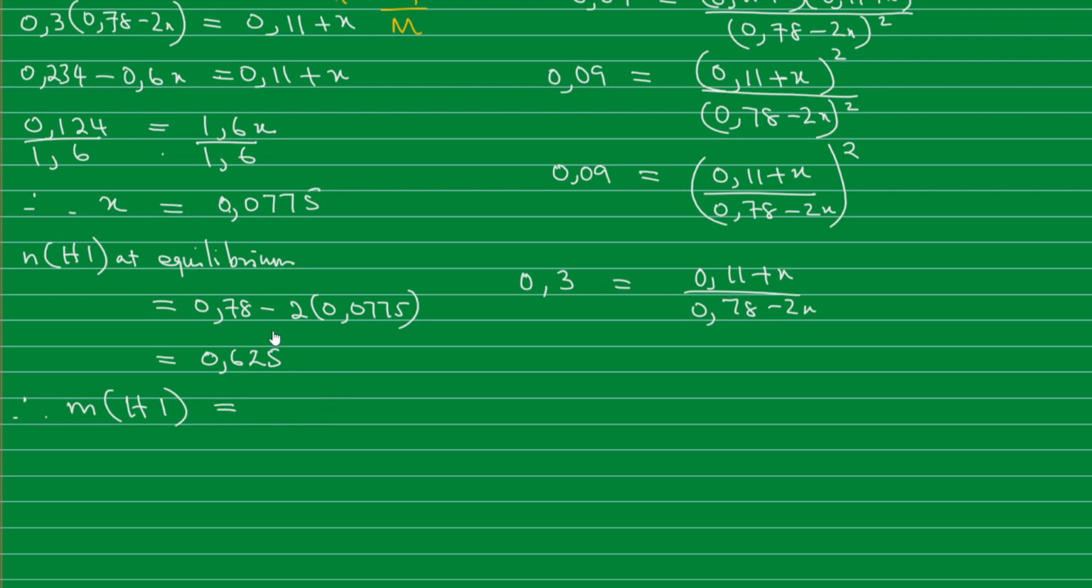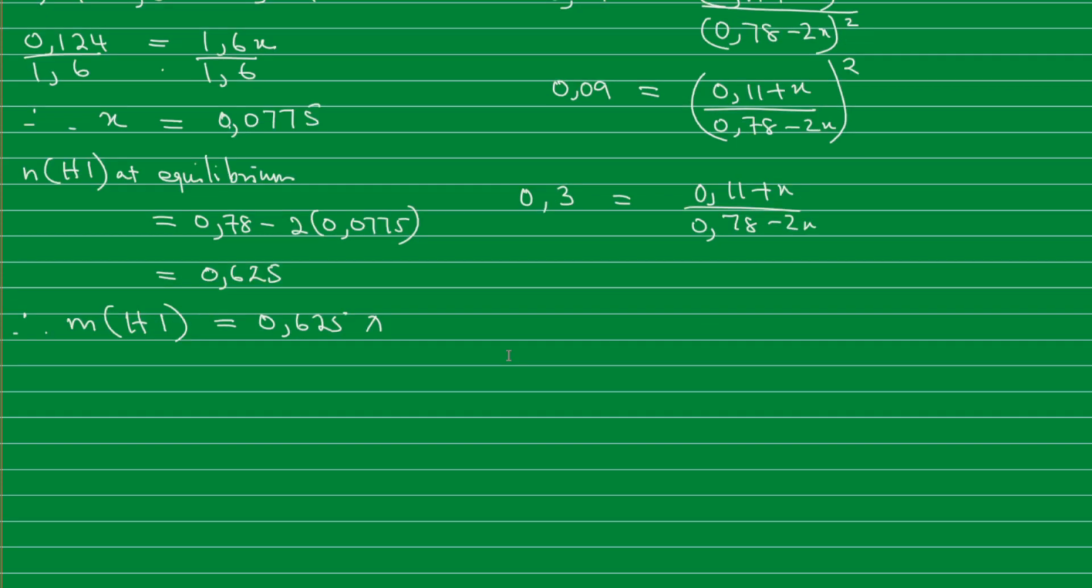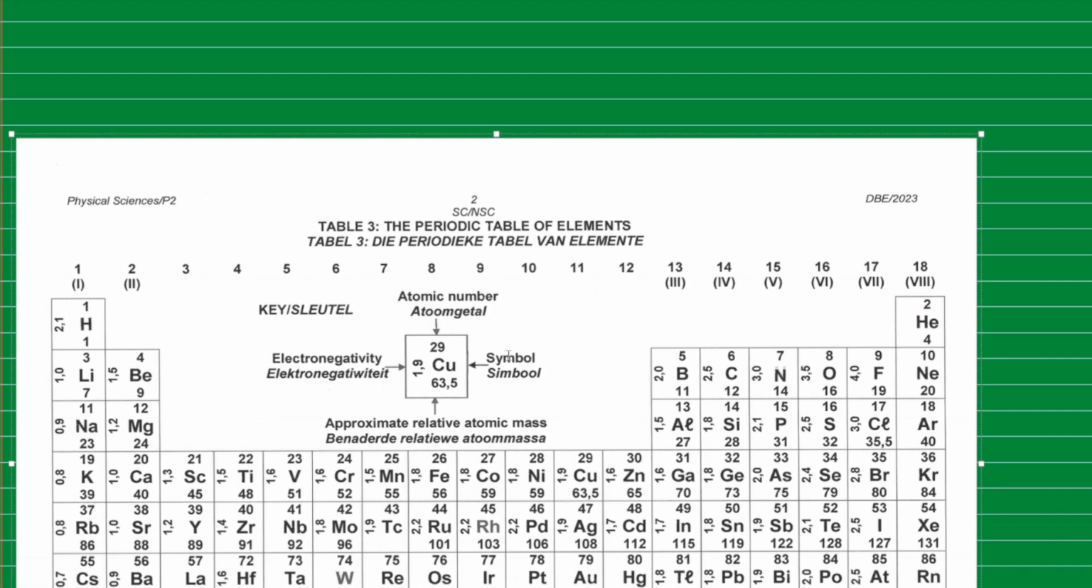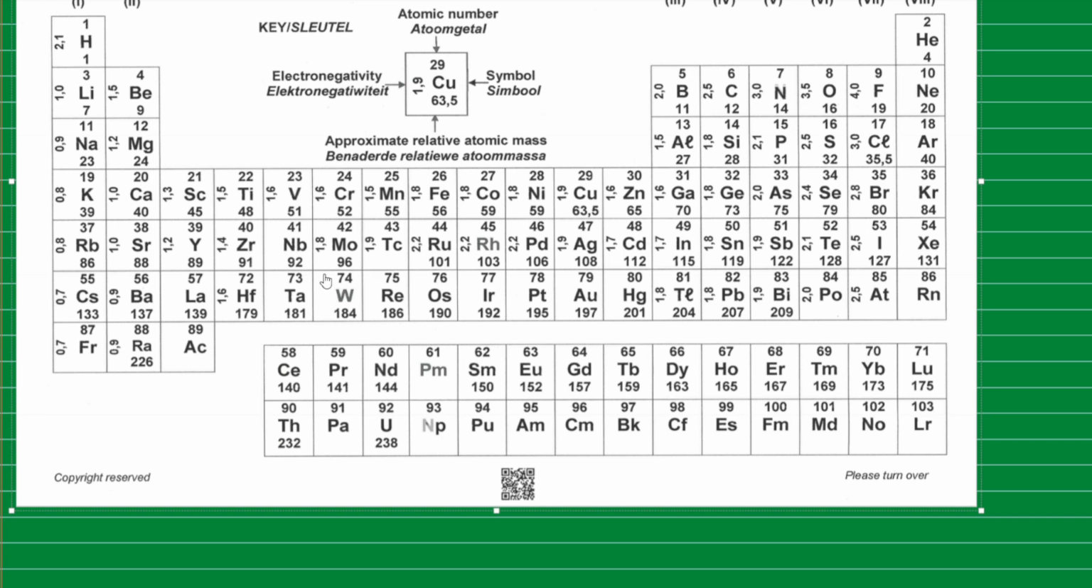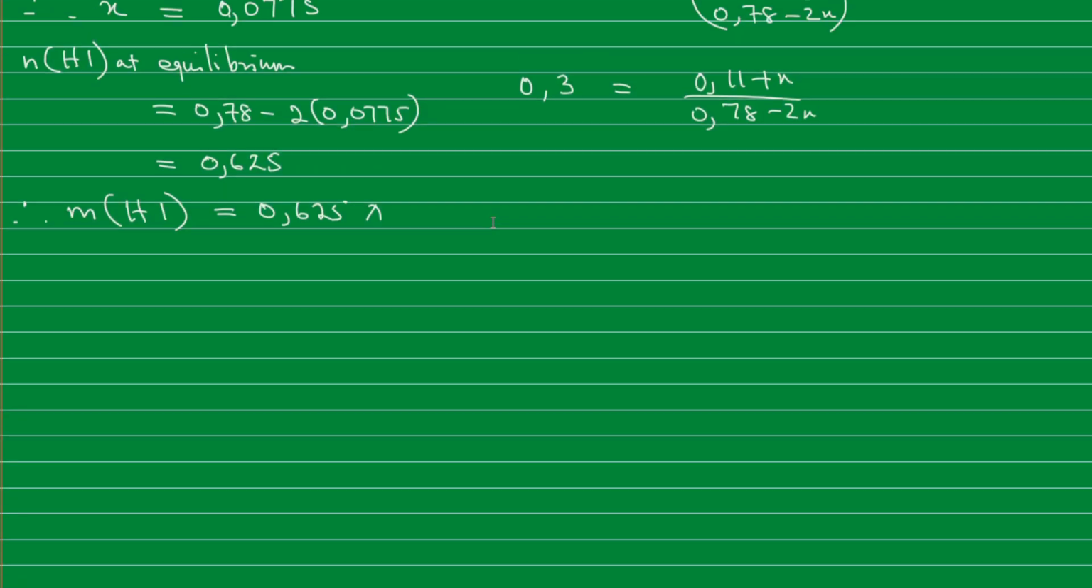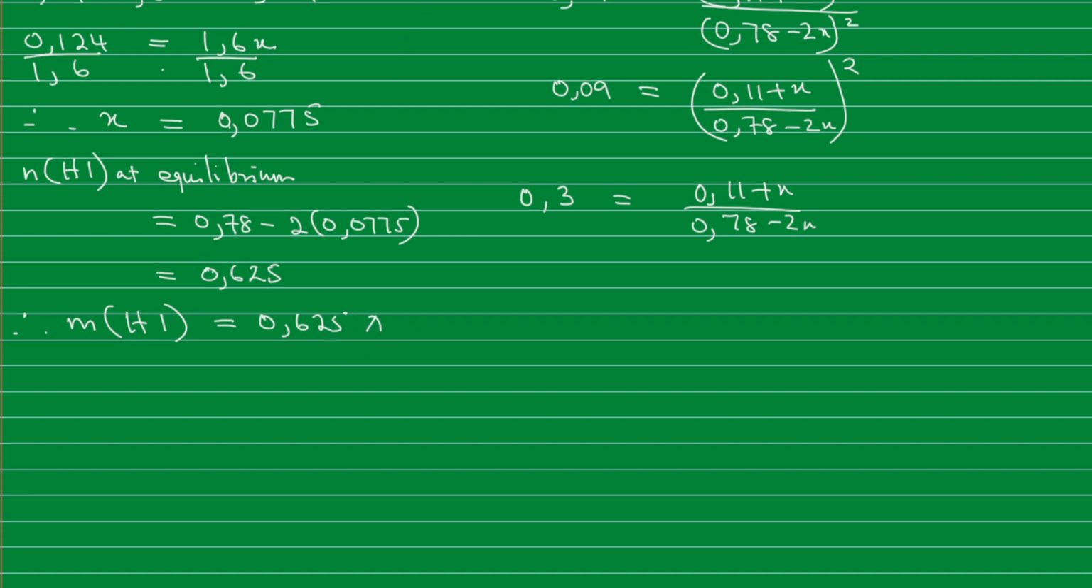Therefore, the mass of HI is going to be 0.625 multiplied by the molar mass of hydrogen iodide. From the periodic table, we are able to find the molar mass. We have H and I. H has a relative atomic mass of 1, plus the iodine, which is 127. When we add those two, 127 plus 1, we get 128. So it's 0.625 multiplied by 128, which is the molar mass for hydrogen iodide.